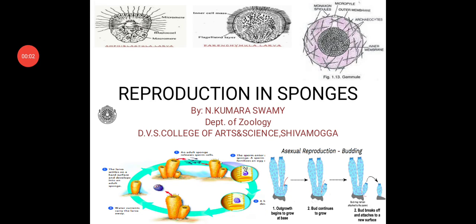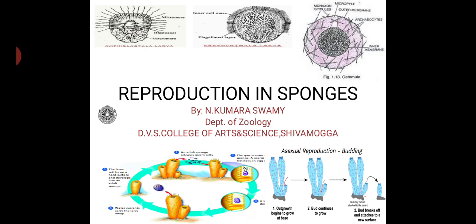Good morning, students. Today, let me explain to you about the reproduction in sponges. Sponges are bisexual animals, otherwise called monoecious, having both the reproductive organs in the same animal. Though these are bisexual animals or hermaphrodites, they exhibit cross fertilization.